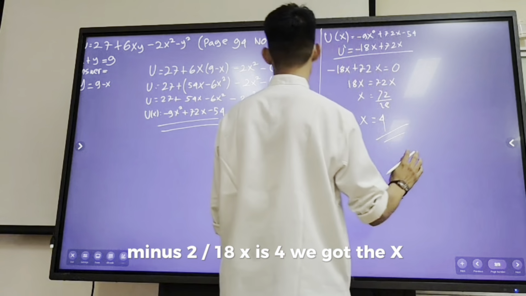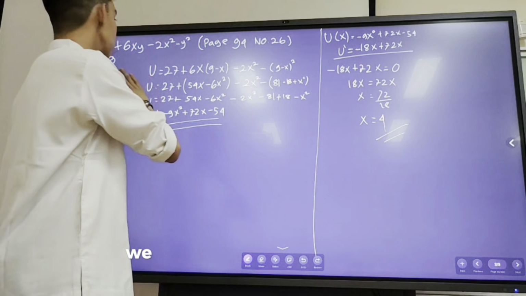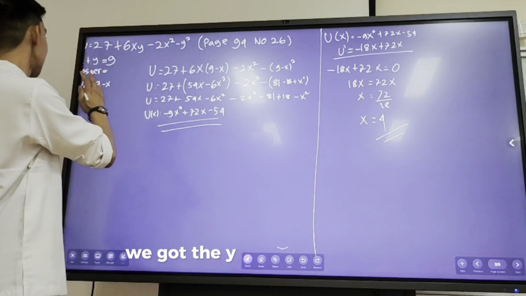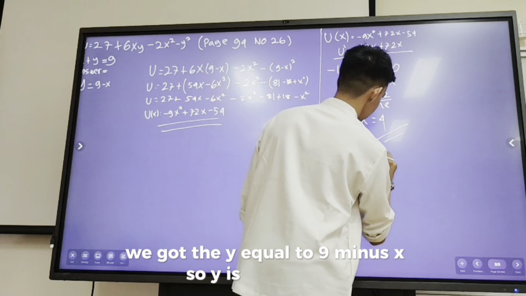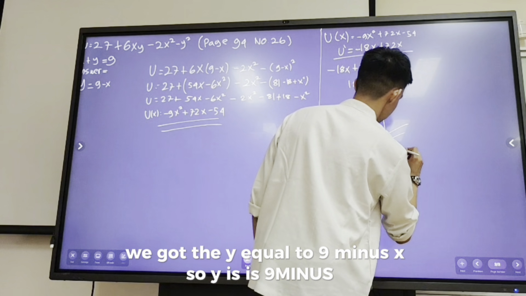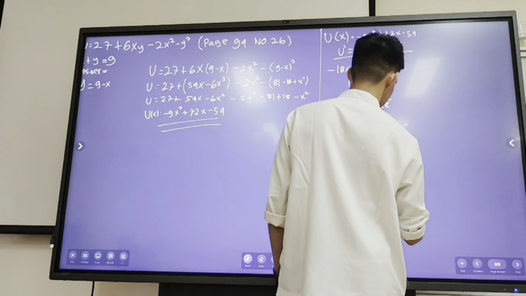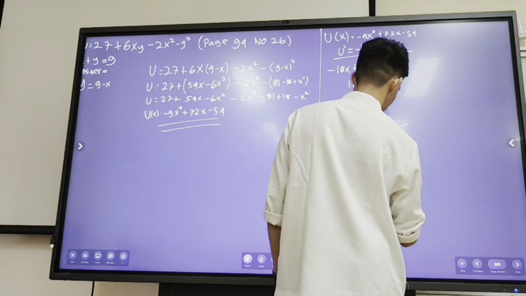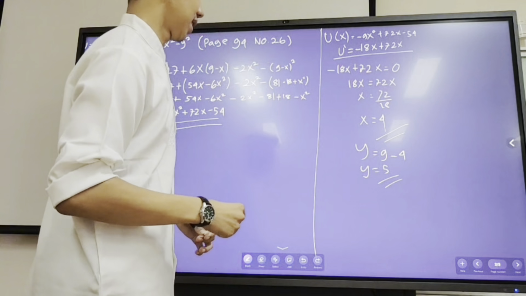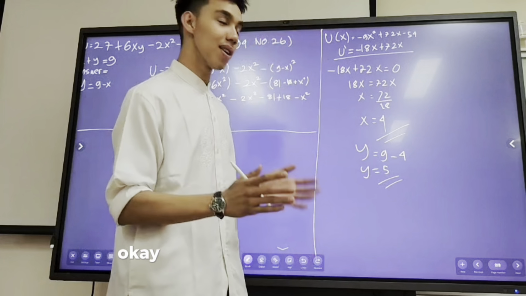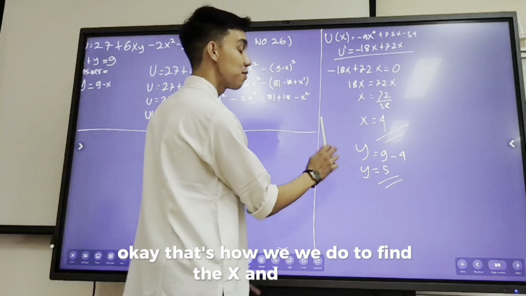We got the x. And then, as we know, y equals 9 minus x. So y is 9 minus 4, equal to 5. Okay, that's how we find the x and y.